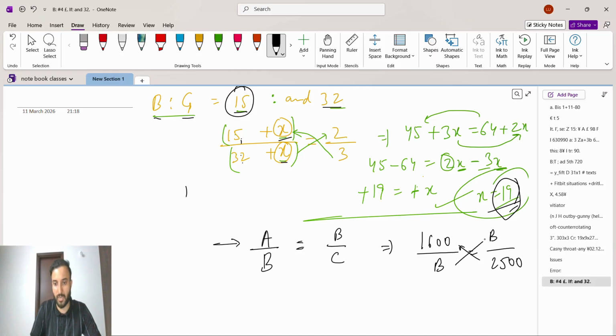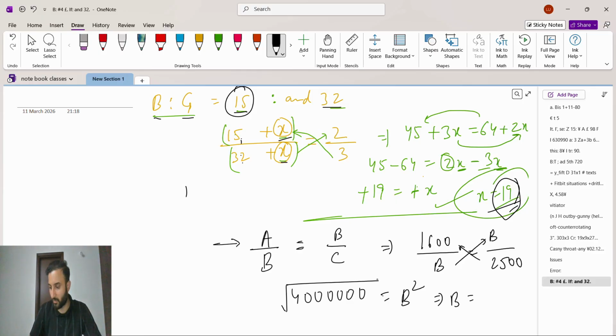Obviously we will do the cross multiplication. So 2500 into 1600, you will get 40,00,000. 4000000 equals B into B, which is B square. We have to find B. So B equals square root of this much. Whatever answer you get, do the square root. So B is equal to 2000. The B value is 2000.